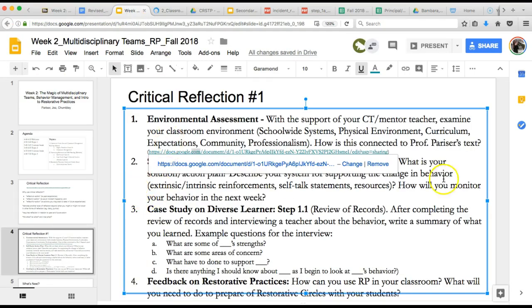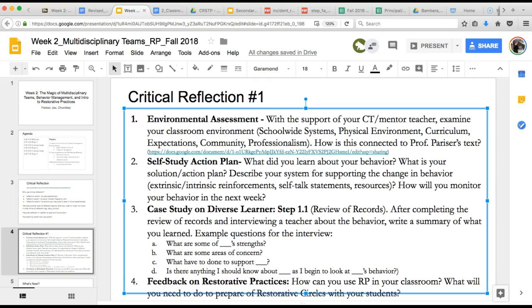The other thing, whoops, let's get back. Okay, the other thing is the self-study action plan. And so we talked last night about, we analyzed and we came up with a plan and implementation supports for our self-study action plan. And so I just want you to do a summary of it. I don't need to see your data, but now you're going to summarize what did you learn about your behavior, what is your solution or action plan, describe your system for supporting the change in behavior. So this, remember, we talked a lot about the positive self-talk statements and different resources that we can use. And then how will you monitor your behavior in the next week? We are going to check in and see how we are all doing on our goals over the next week, and talk about them a little bit next week.